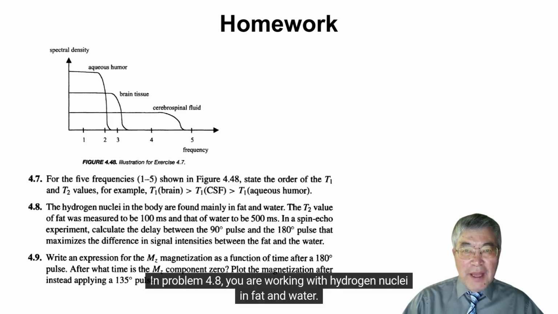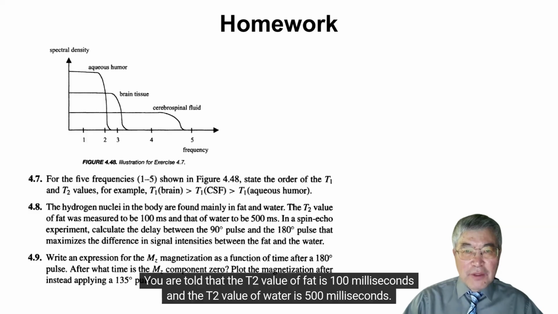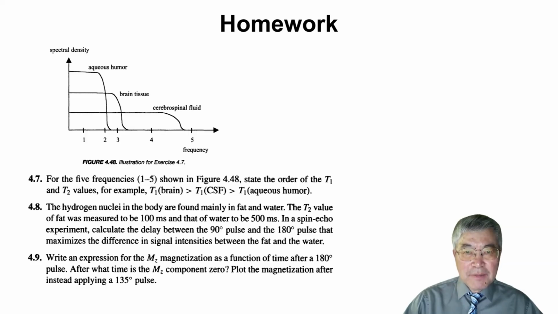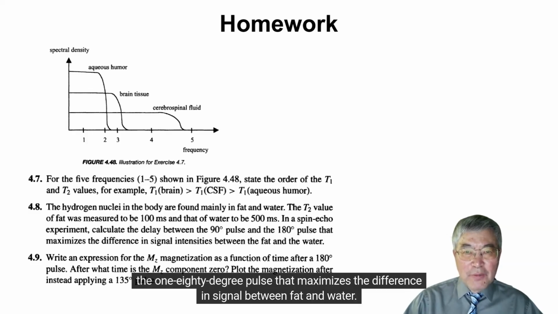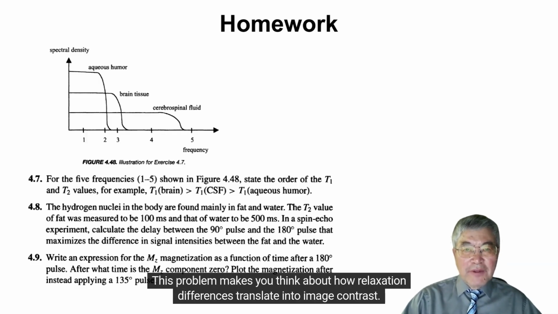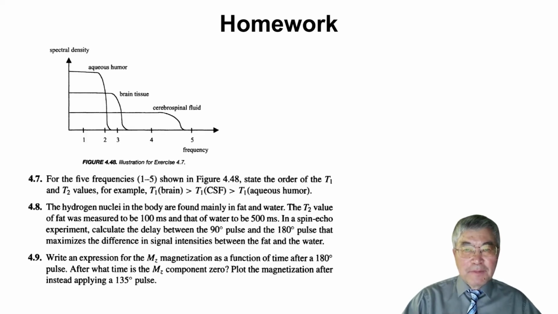In problem 4.8, you are working with hydrogen nuclei in fat and water. You are told that the T2 value of fat is 100 milliseconds and the T2 value of water is 500 milliseconds. In a spin echo experiment, you need to calculate the delay time between the 90-degree pulse and the 180-degree pulse that maximizes the difference in signal between fat and water. This problem makes you think about how relaxation differences translate into image contrast.